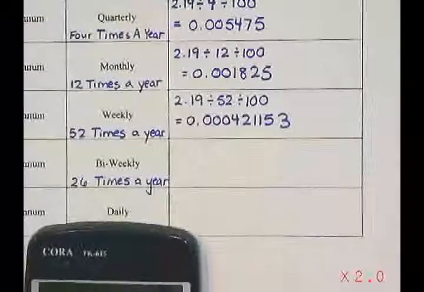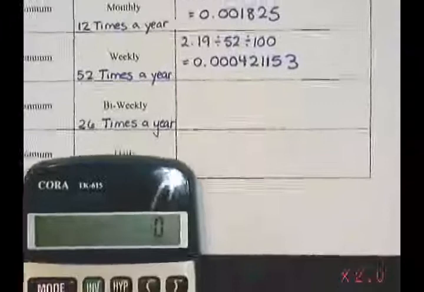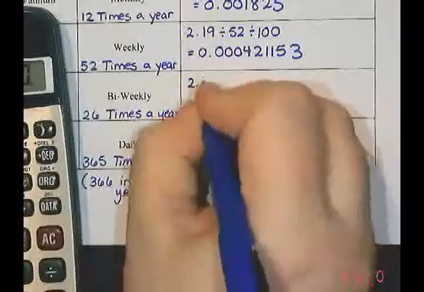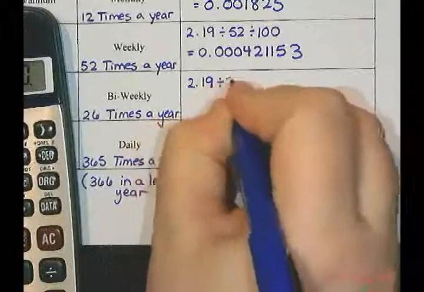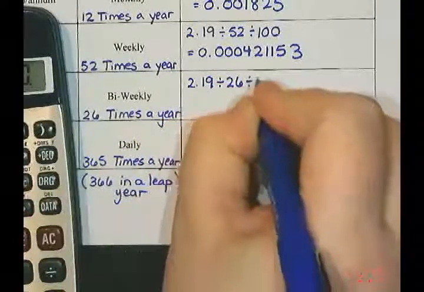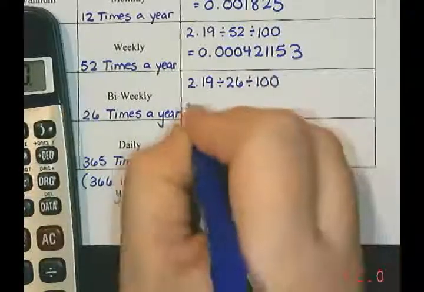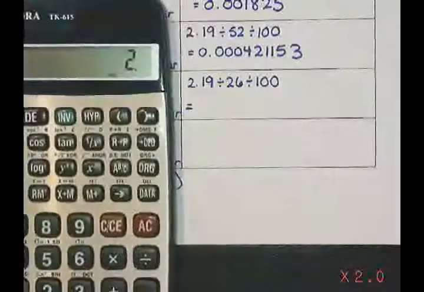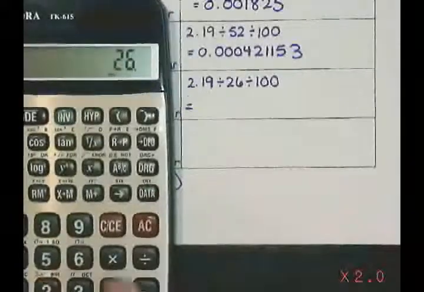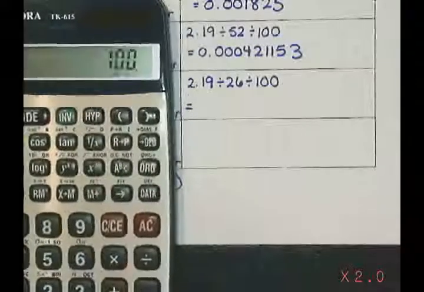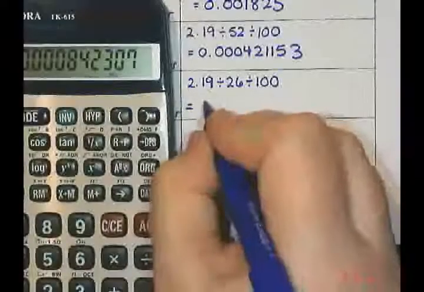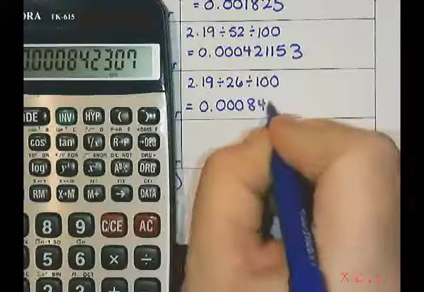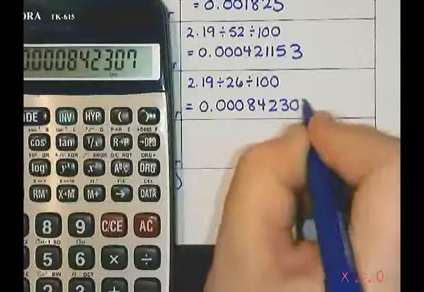All right, bi-weekly is 26 times a year. So we're going to take that 2.19 and divide it by 26, and then divide it by 100. So 2.19 divided by 26 divided by 100. That's a lovely number, is 0.000842307.